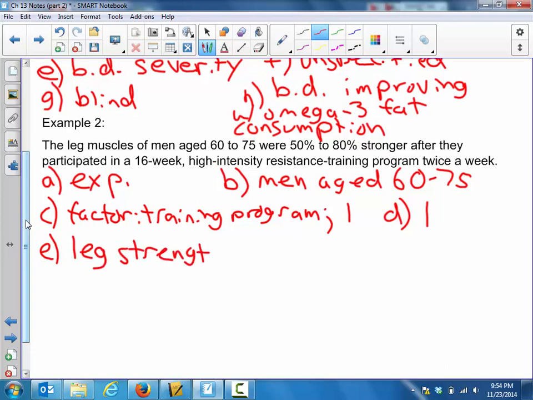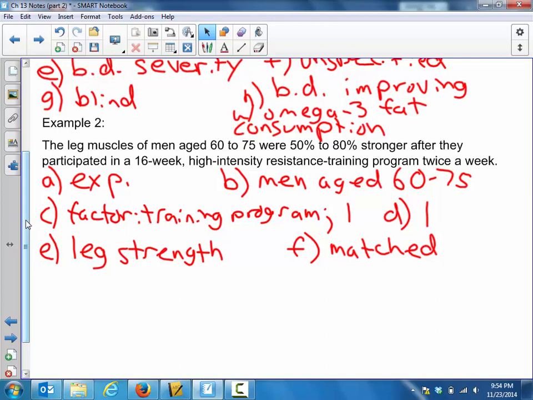On to E, I think the response variable. They're measuring leg strength. We don't know how, but that's what they're measuring. And then in F, we want to know about the design type. Okay, here. This is a matched design.